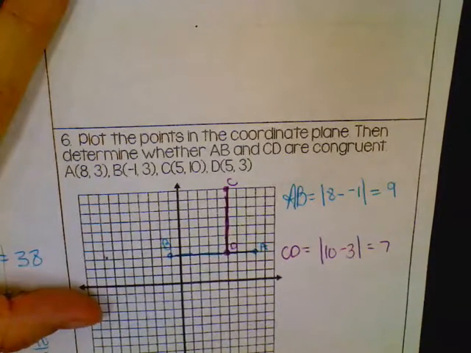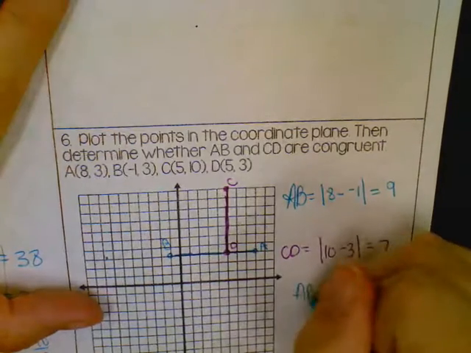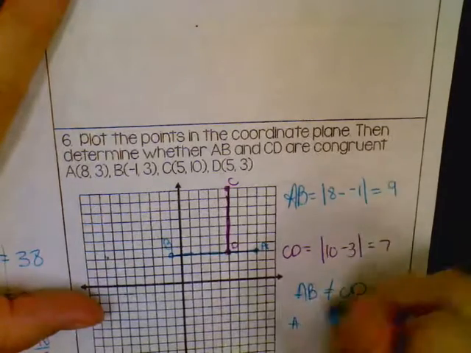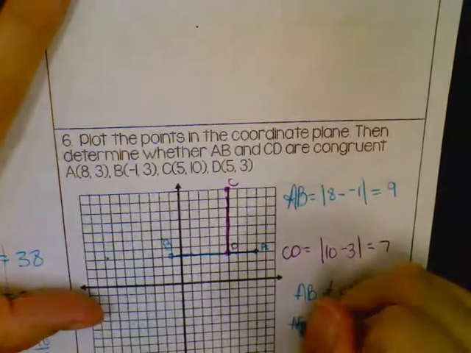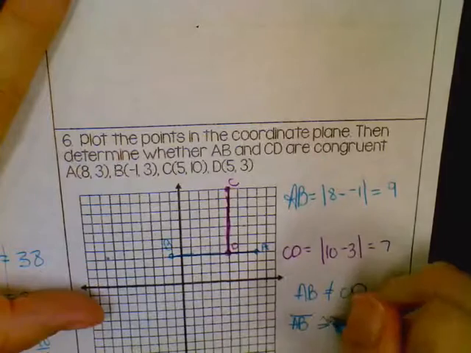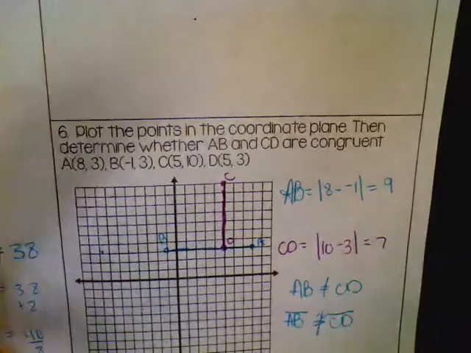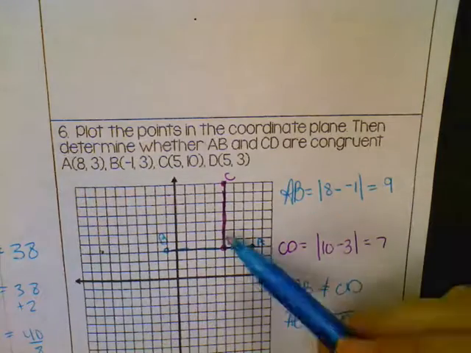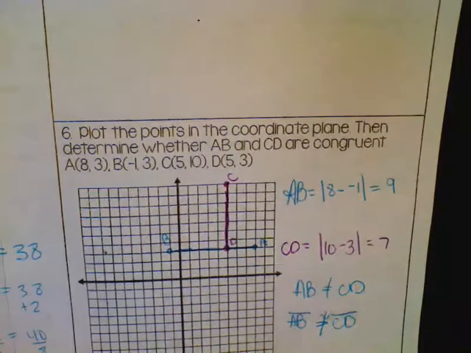So that means we can say that AB is not equal to CD, or we could say that AB, remember, if it has a line through it, it means not equal. AB is not congruent to CD. Very good. So really we're just seeing how big the lines are and then saying if they're congruent or not. We could have just counted the boxes until you find it. I like doing the math way better.